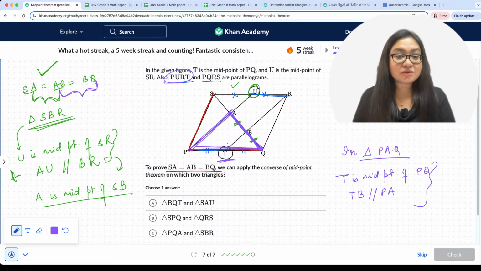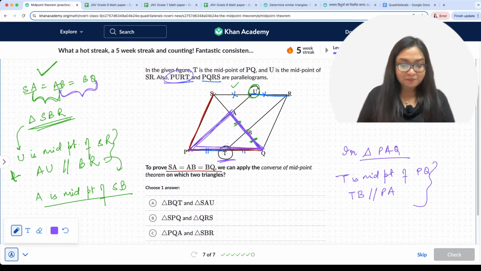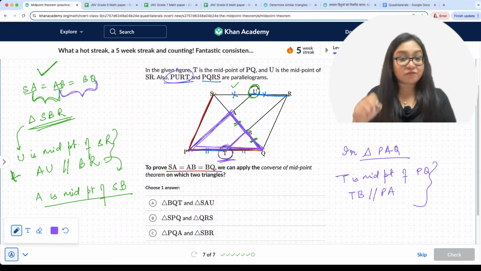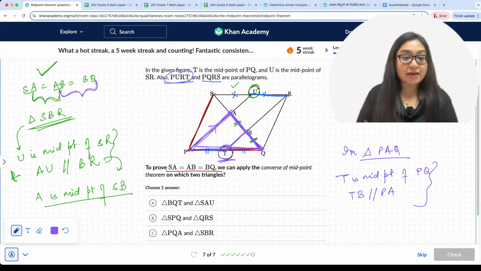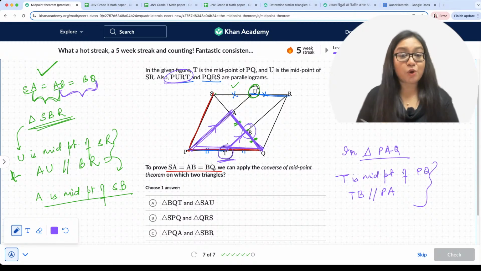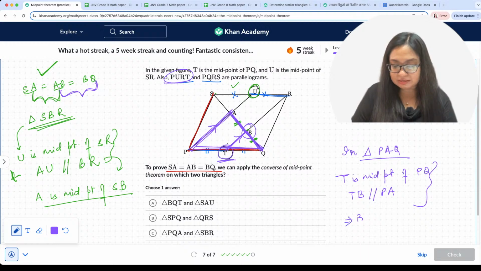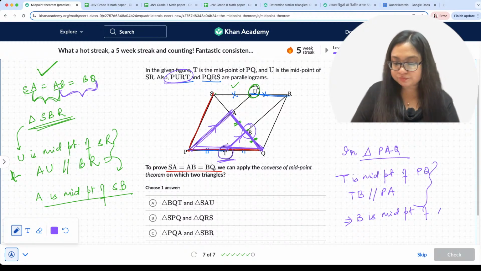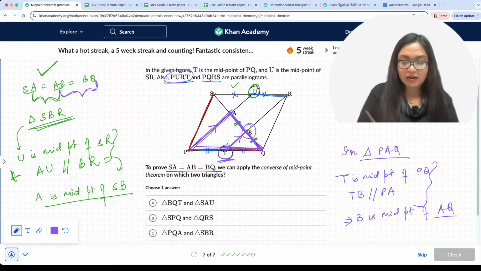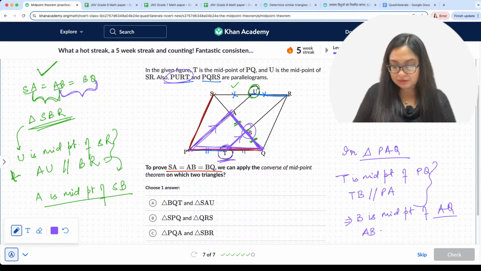अब इन दोनों से क्या बोला जा सकता है कि we have a line TB that is starting from midpoint of one side parallel to another side, right? This is parallel to another side. It will cut the third side at its midpoint. मतलब this gives me B is midpoint of AQ. And there we have it. B जो है वो AQ का midpoint होगा, तो हम क्या बोल देंगे? AB बराबर BQ.